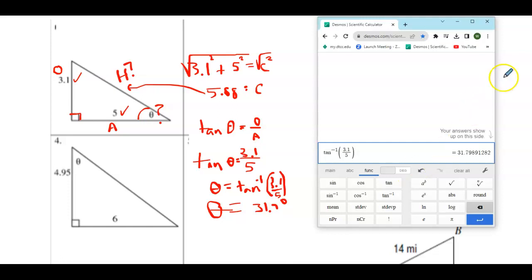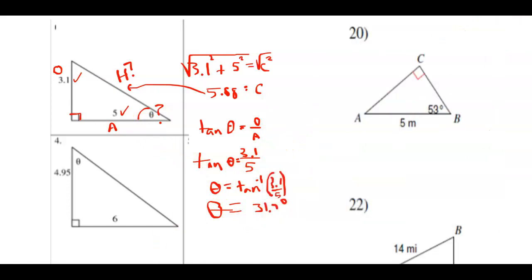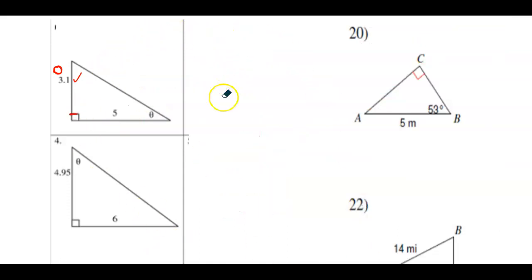Okay, so that is the first answer, and that's kind of working through labeling the triangle, solving for one of the lengths, and then calculating for the missing angle. So let's try another one. So I'm going to erase this stuff. And we'll do the same thing for number 4 here.